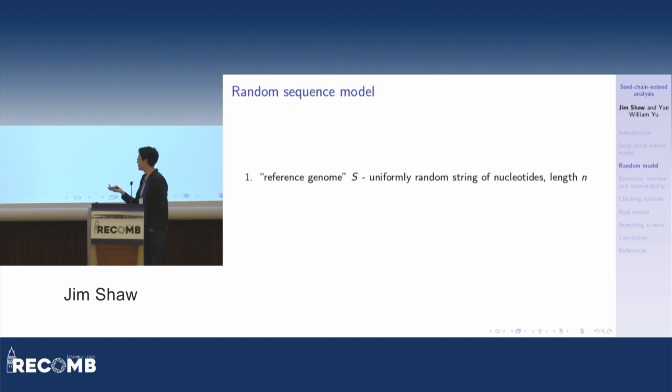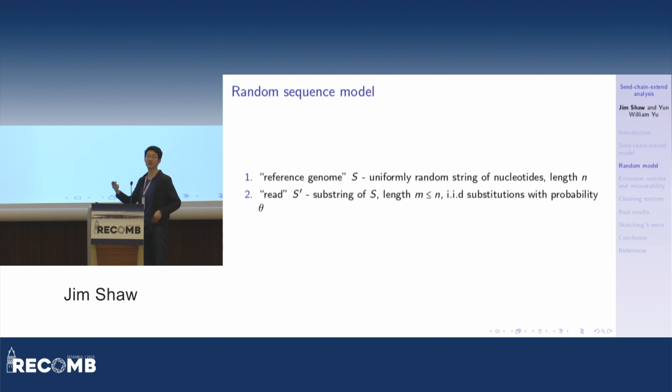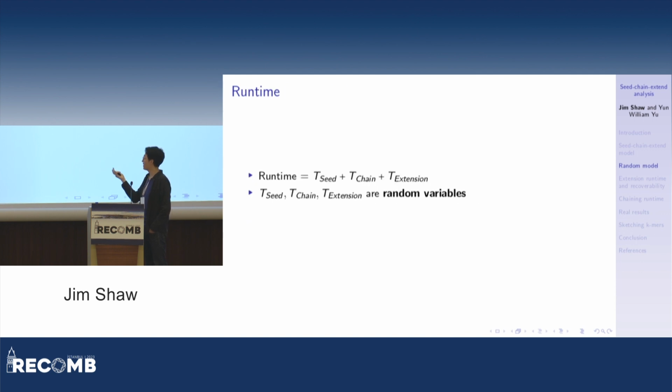So to analyze runtime now, we have to analyze the sum of these 3 steps that I've described. But the big caveat is that these runtimes are not deterministic anymore under our model. They're random variables, right? These runtimes depend on what random strings get spit out by my random model. So I want the expected value of this sum. And in this talk, I'll be focusing on the time of chaining and extension, because in the paper, we justify both theoretically and practically that the time of seeding is relatively small compared to the other two.